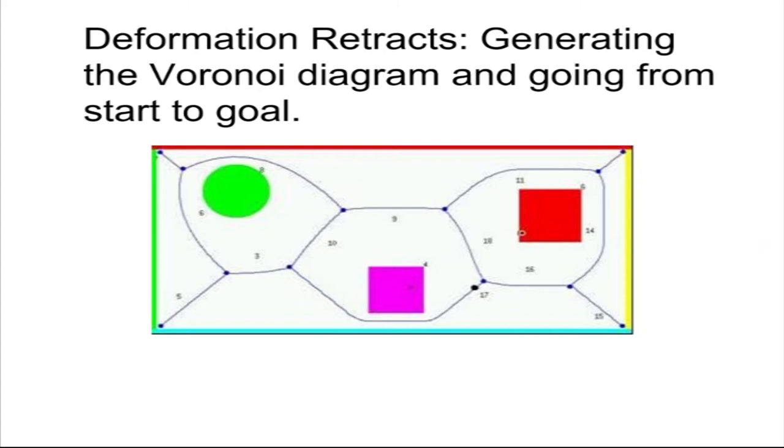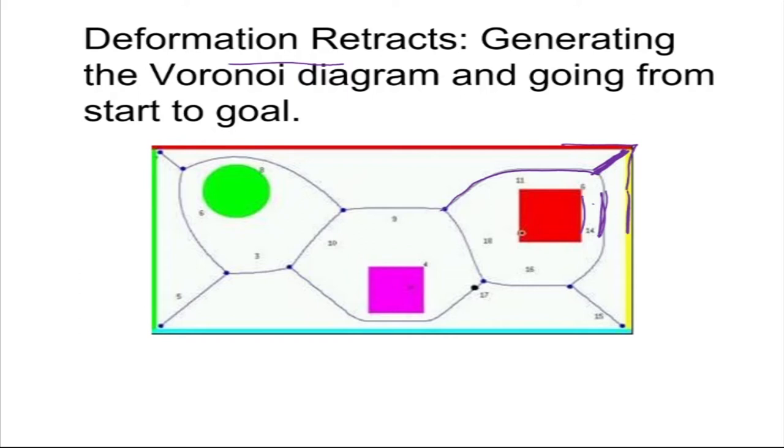And this is basically the idea of deformation retracts, where we are trying to generate a Voronoi diagram that is going from the start to the goal point by using a network of paths which are equidistant from the obstacle and the workspace boundaries. So this is a network of paths, and how did we get them? They are basically equidistant. So this line here is equidistant between this and this. Okay. Now this here is equidistant between this side and this side.